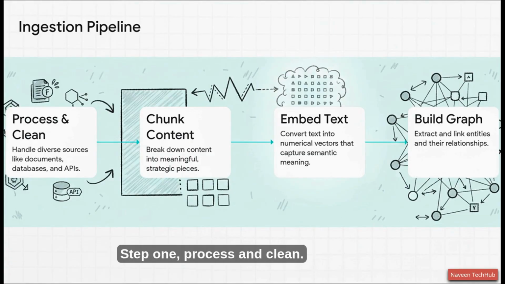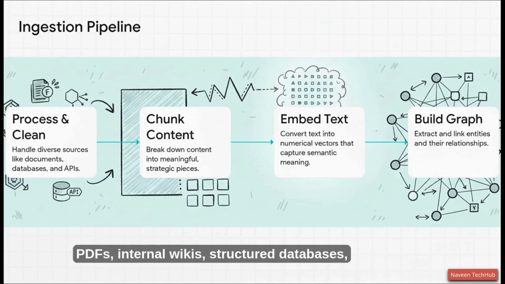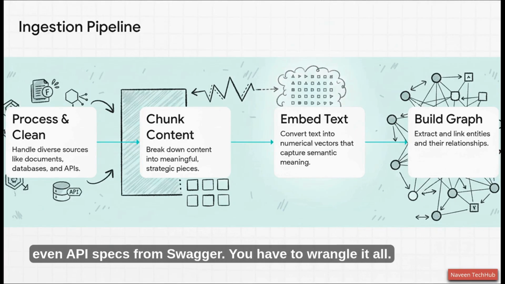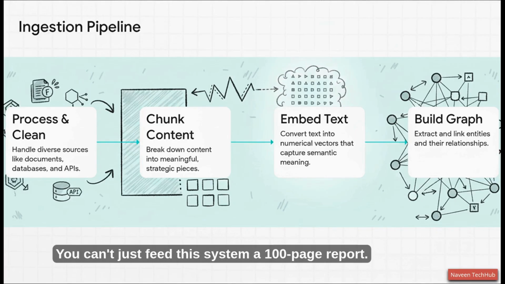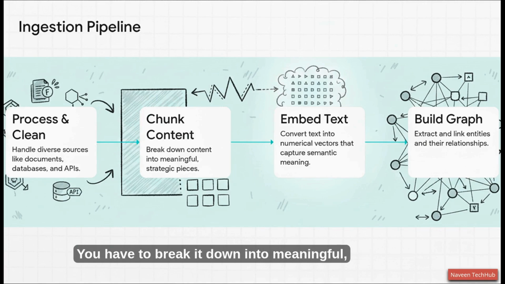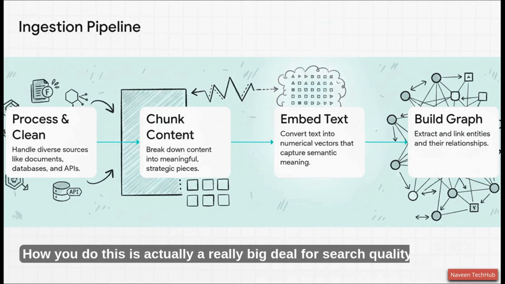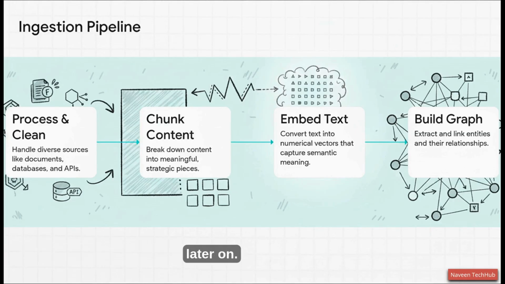Step 1, process and clean. And trust me, this is a huge job. You've got data coming from everywhere: PDFs, internal wikis, structured databases, even API specs from Swagger. You have to wrangle it all. Step 2, chunking. You can't just feed this system a 100-page report. You have to break it down into meaningful, bite-sized pieces, or chunks. How you do this is actually a really big deal for search quality later on.